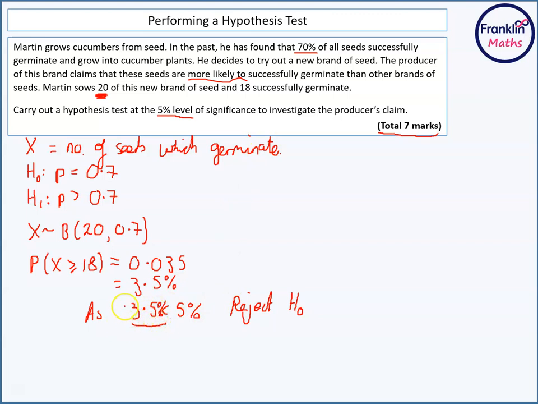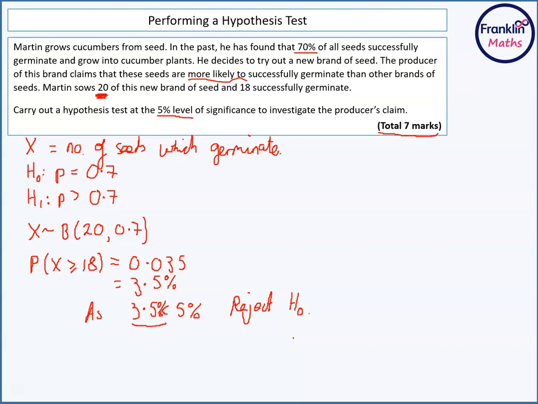Now, so far on this question, I think I'm sat on 6 marks, which hasn't been too bad. Everything has been nice and easy. What you must always do, some students I've worked with in the past have said, right, I've rejected H0, that's it, I'm done. You must put this final sentence in, and you must include the words sufficient evidence.